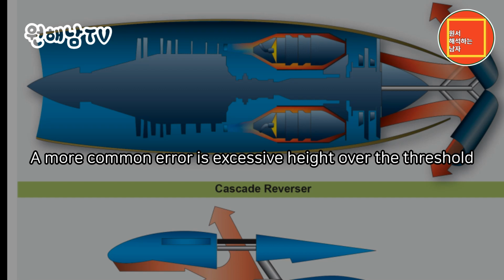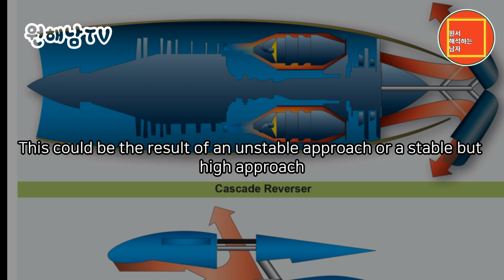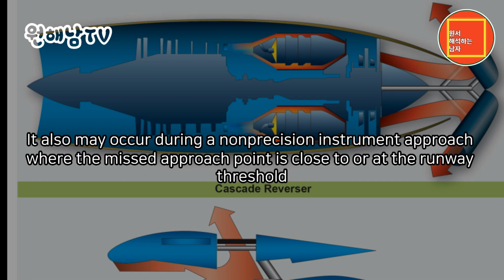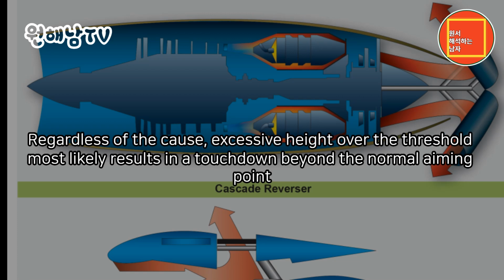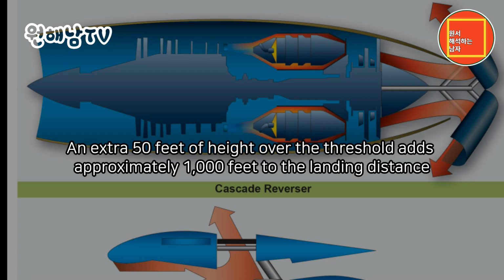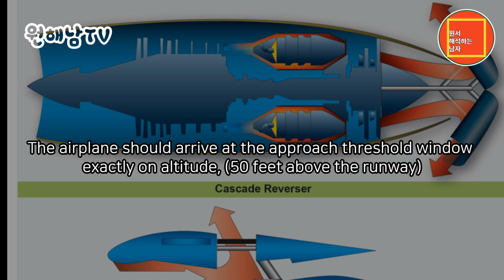A more common error is excessive height over the threshold. This could be the result of an unstable approach or a stable but high approach. It also may occur during a non-precision instrument approach where the missed approach point is close to or at the runway threshold. Regardless of the cause, excessive height over the threshold most likely results in a touchdown beyond the normal aiming point. An extra 50 feet of height over the threshold adds approximately 1,000 feet to the landing distance. The airplane should arrive at the approach threshold window exactly on altitude, 50 feet above the runway.